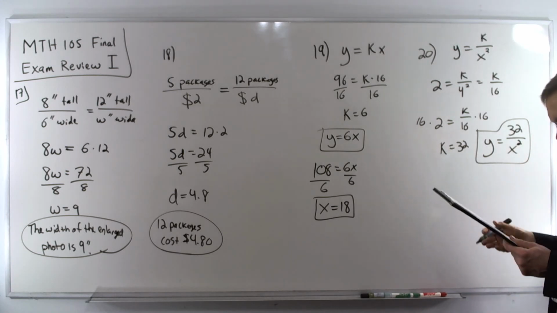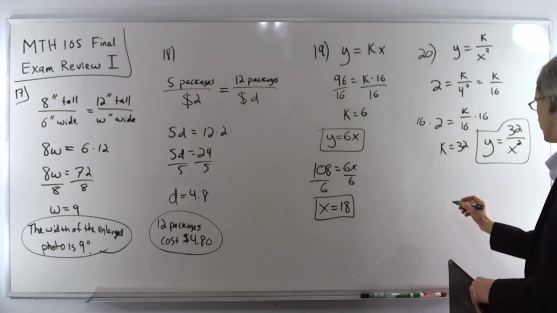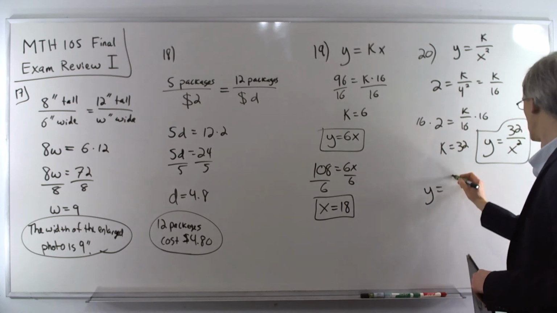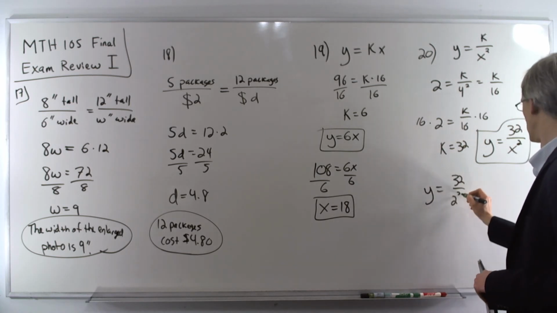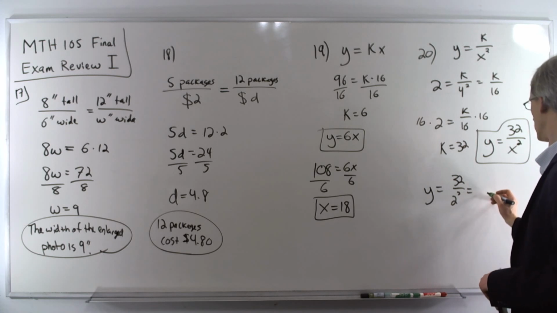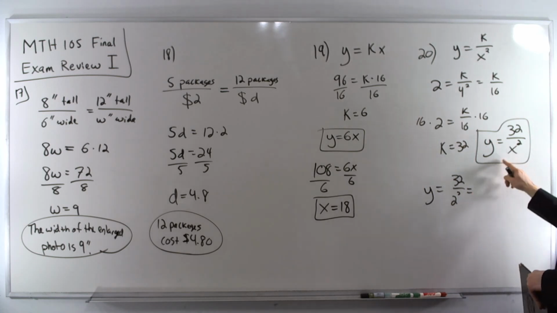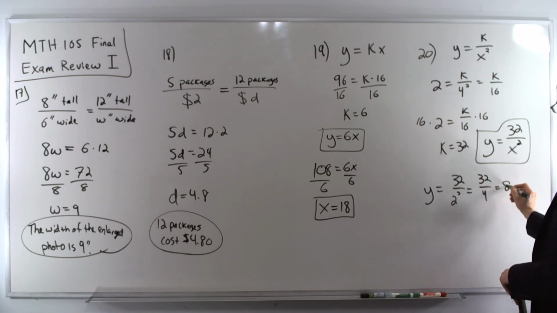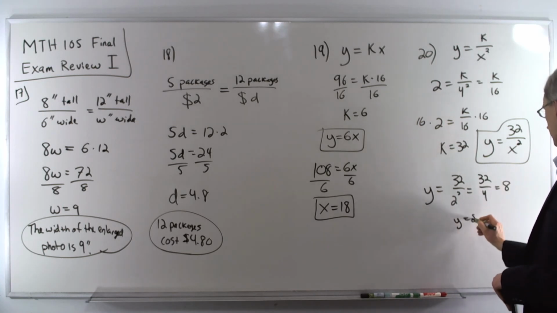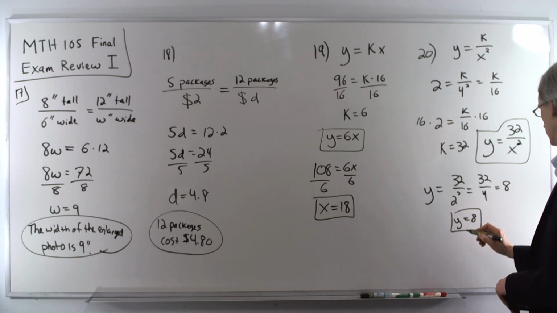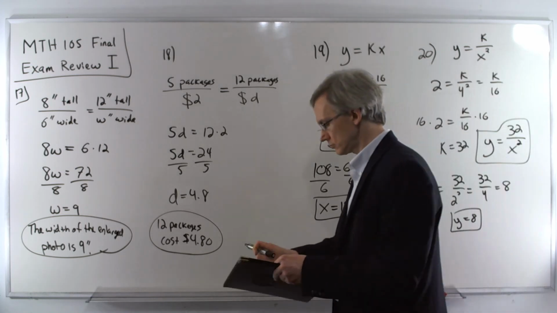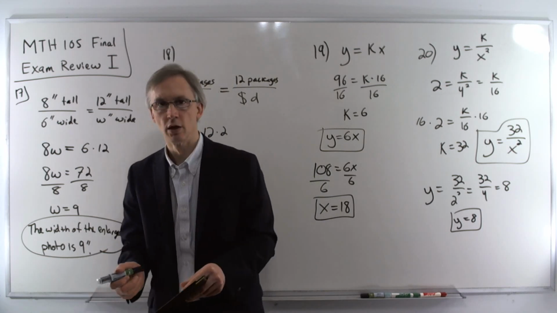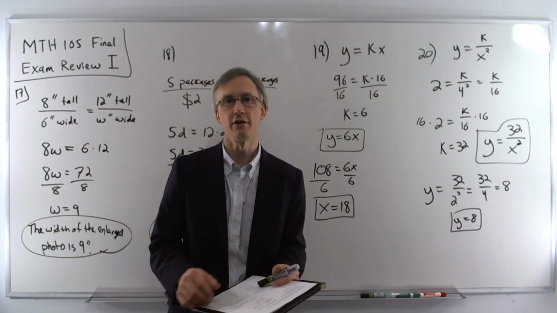And now we want to know what's the value of y when x equals 2. So plug in 2 for x. This is 32 over 4, which is 8. So y equals 8. So that's the end of part 1. Stay tuned for part 2.